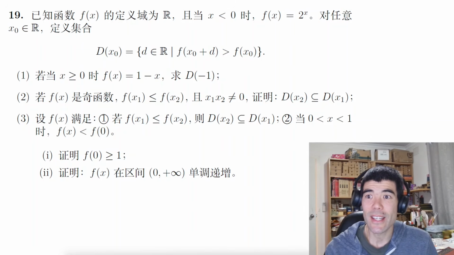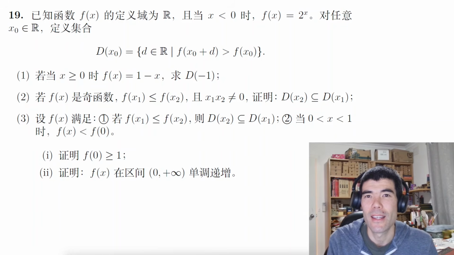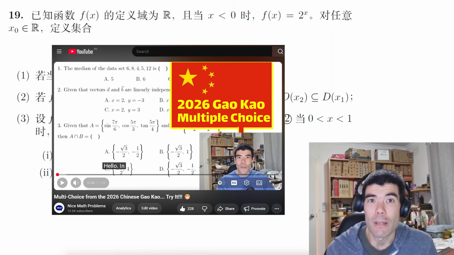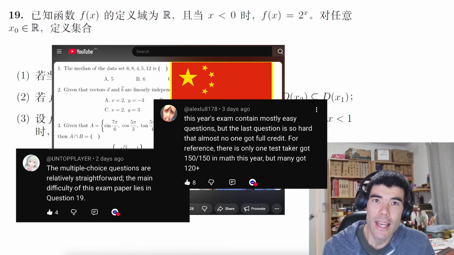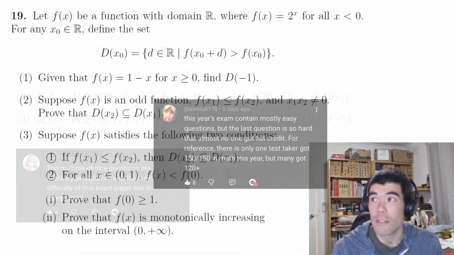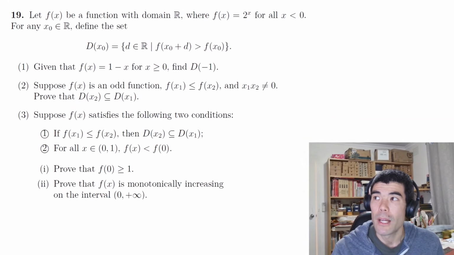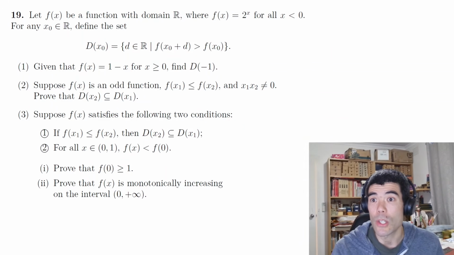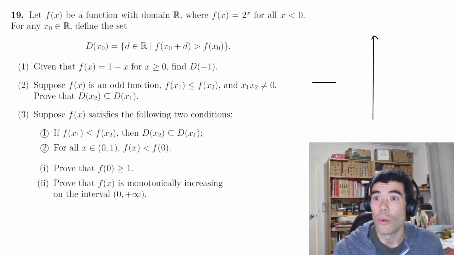Hi, and here it is, the final question from this year's Gaokao math exam. I did a video last week on some of the multi-choice questions, and in the comments people were saying, yeah, that's great, but you should really check out question 19. Of course, it is very challenging, especially the last part, the final proof, but the first few parts are actually quite achievable. So we have this function f, defined on all the real numbers.